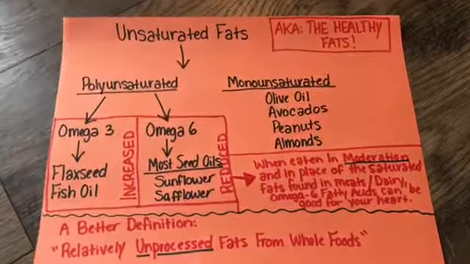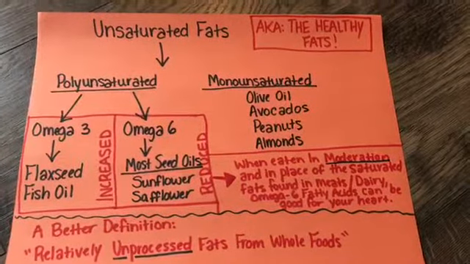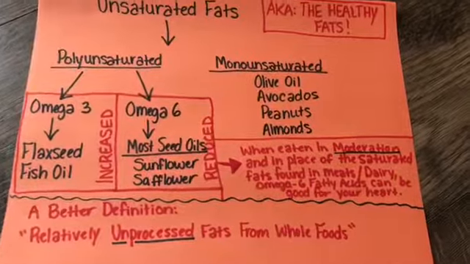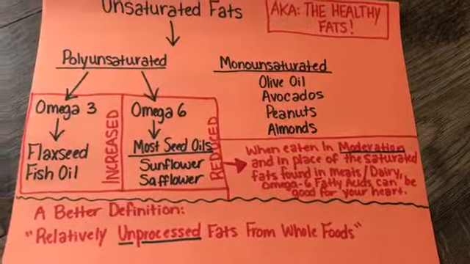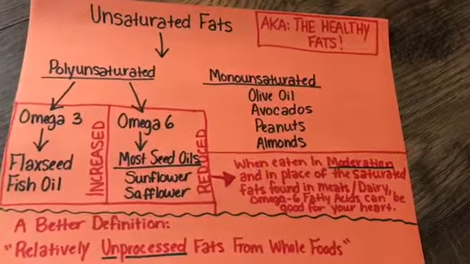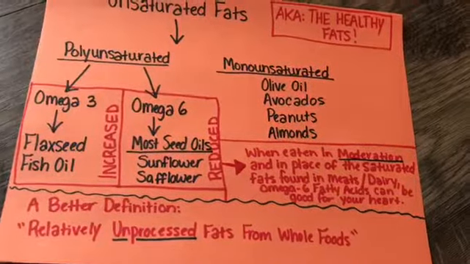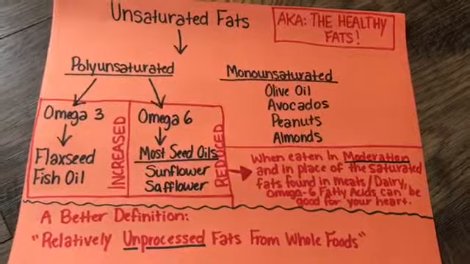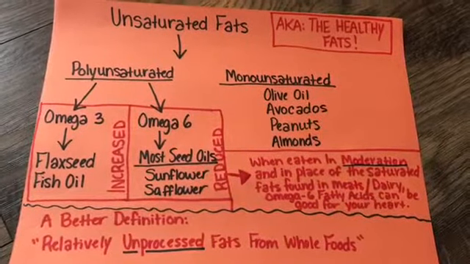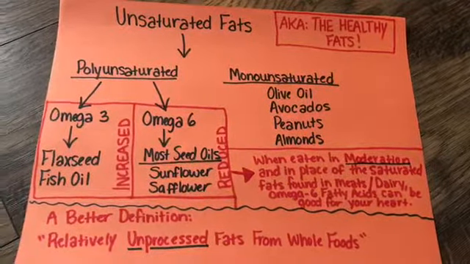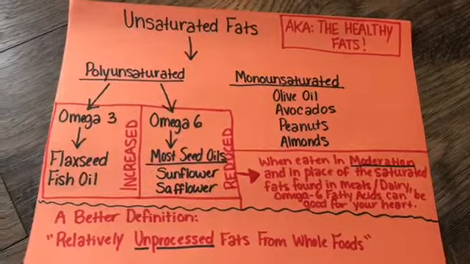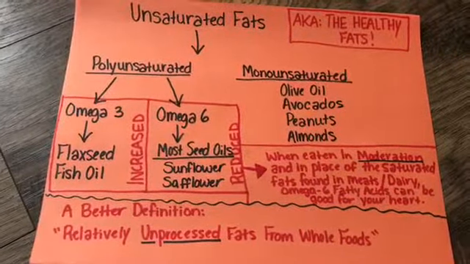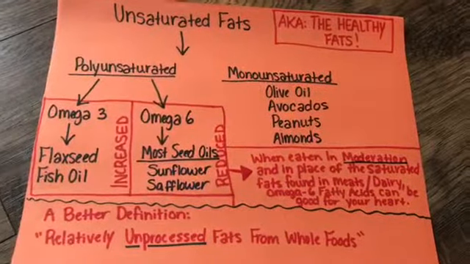Now, a minute ago I may have said that sunflower, safflower are more of an unhealthy fat. So now look at this. Now omega-6s, they actually recommend you reduce those. Whereas your omega-3s, they recommend you increase those. Okay, so the omega-6s, when eaten in moderation and in place of the saturated fats found in your meats and dairies, etc., the omega-6 fatty acids can be good for your heart. So they can be good for you, but the keyword is in moderation.